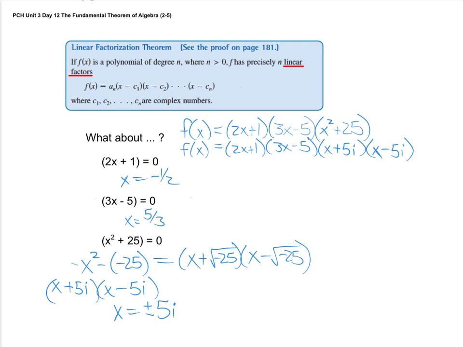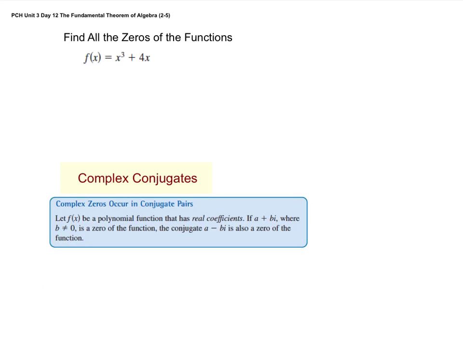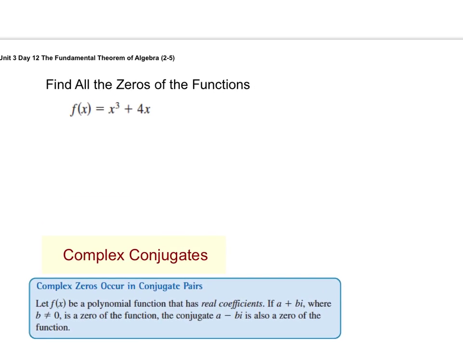Now that's important. The reason why I spent so much time with this is because of the following. Applying that here, we can find all the zeros. This is kind of a start to finish. We kind of just did one where it was already broken down for us. Here's one where we're given a function x cubed plus 4x, and we want to find all of the zeros for it.